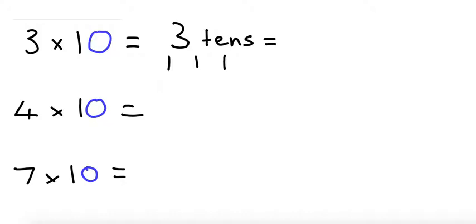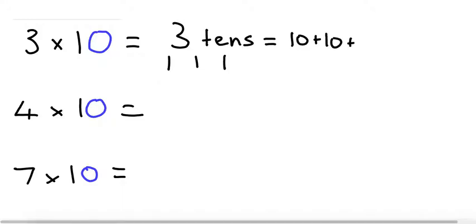We know that multiplication is repeated addition, so we could show it like this as well: 10 plus 10 plus 10. 3 lots of 10. And our answer is 10, 20, 30. 3 with a 0 on the end. So 10 times 3 is 30.